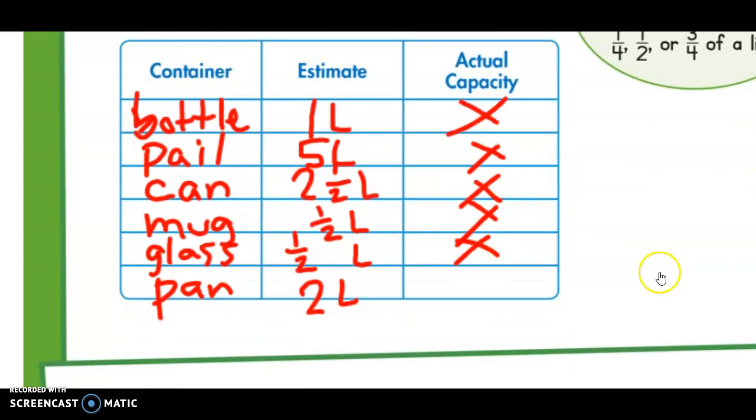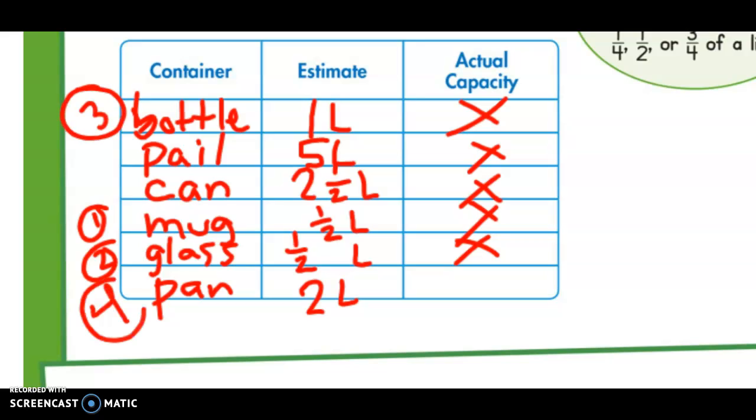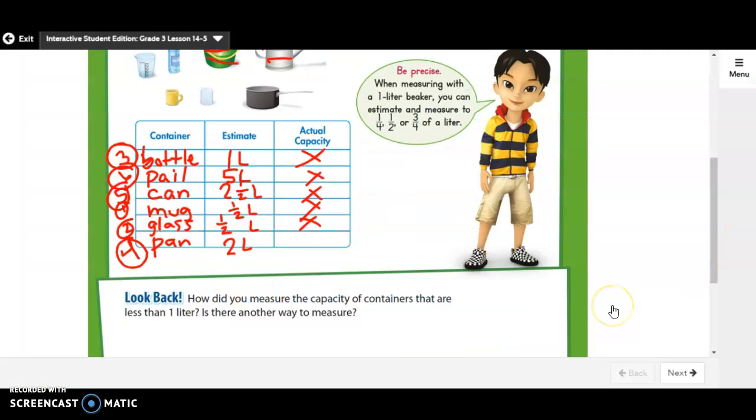Well, if we're going to go least, we might call these guys 1 and 2 because they're the same. They have the smallest amount of liters right here. This guy would be 3. He only had 1 liter. 4th smallest. 5th smallest, and then that pail is going to be the largest, or number 6. Okay.